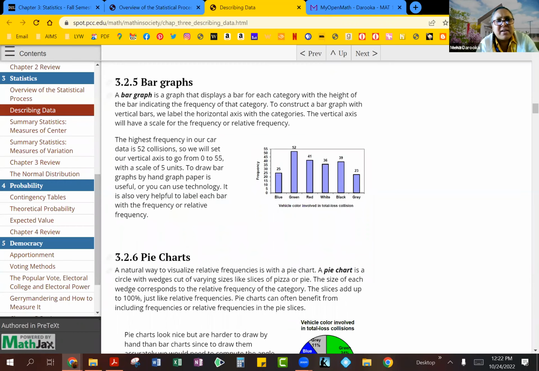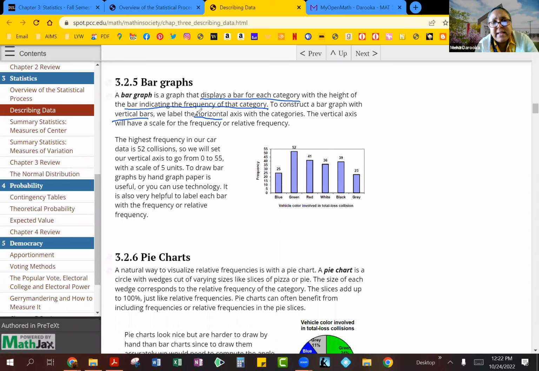And here they're just talking about a bar graph being a graph that displays a bar for each category, with the height of the bar indicating the frequency of that category. So you can actually do vertical bars, but you will see there are horizontal bar graphs also. So you can convert this into a horizontal one. These guys just went with vertical.